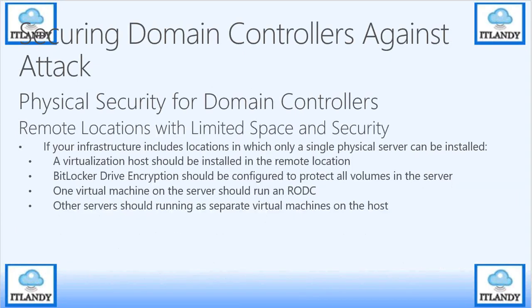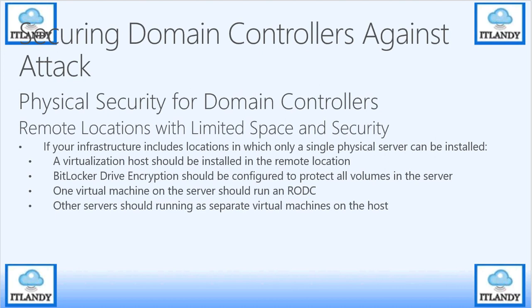Next is a remote location with limited space and security. If your infrastructure includes a location in which only a single physical server can be installed, a virtualization host should be installed in the remote location, BitLocker encryption should be configured, a read-only domain controller should be enabled, and you should run a separate virtual machine on the host.